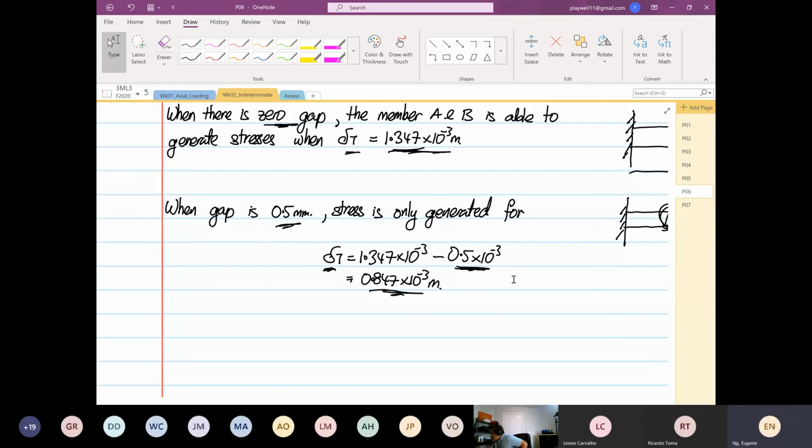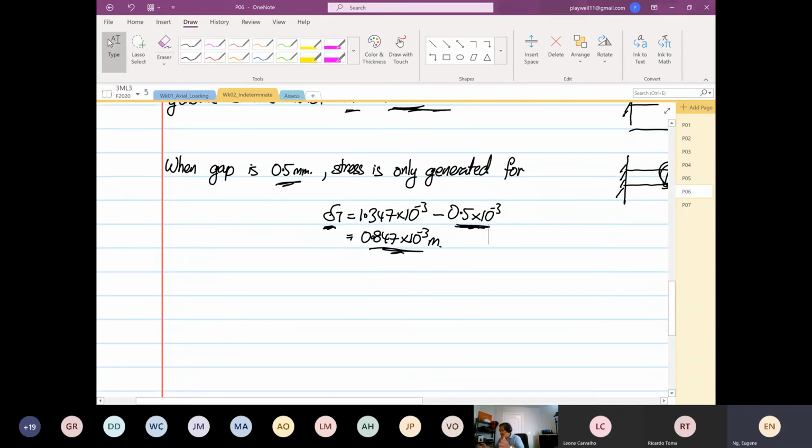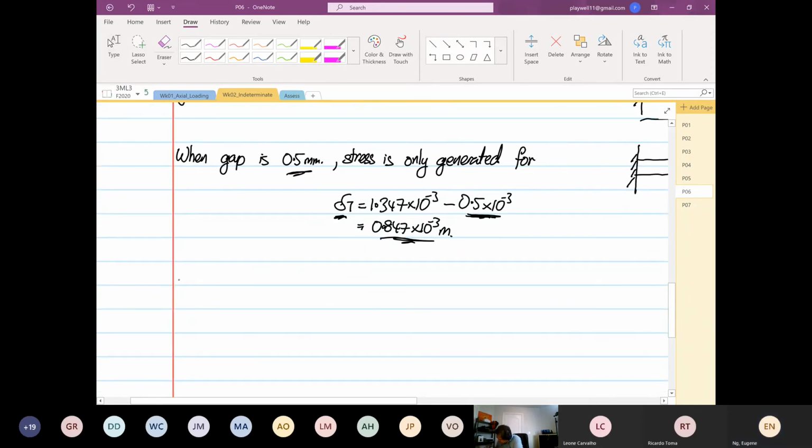So to Jerome's question, if zero gap, thermal stress is equal to 1.3 when you have no gap. But when you have a 0.5 gap, you have to take off the 1.3 minus the 0.5. Okay, so now step 2. We have done step 1, no restriction, where we calculated our thermal stress. Step 2 is for the redundant load. We're going to calculate the redundant load.